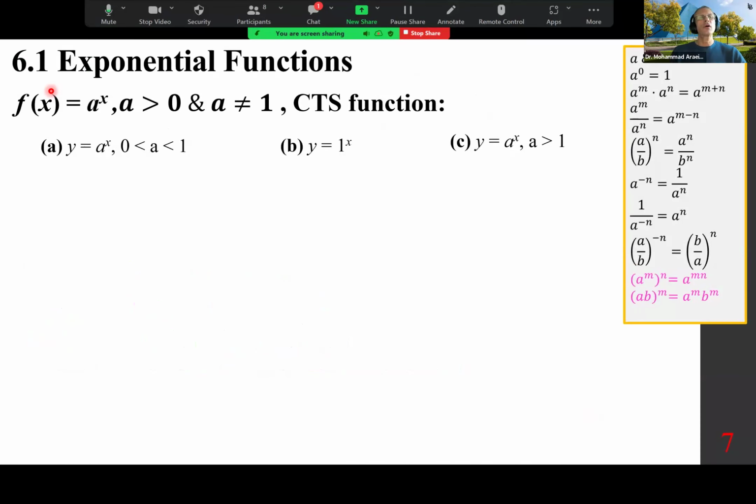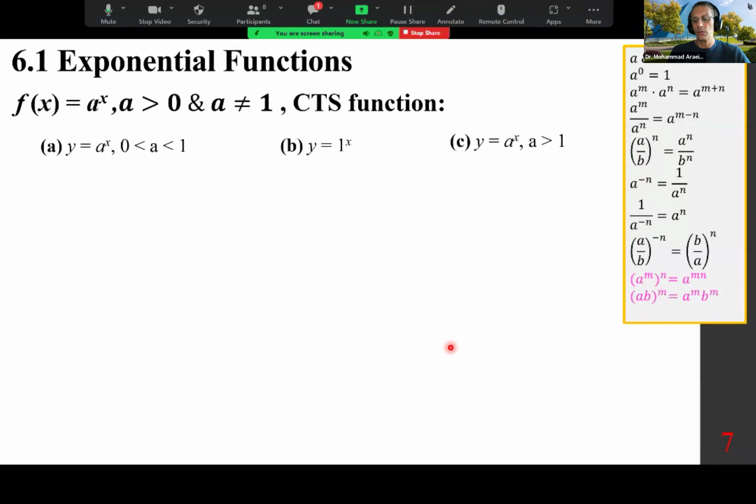6.1 exponential functions. F of x equals a to the power of x. A must be positive and a can't be 1. It's a continuous function. And it's important to understand what I'm giving you here. I'm reminding you of various exponential rules, such as the zero rule, exponential product rule, quotient rule, negative exponential rule, and so forth.